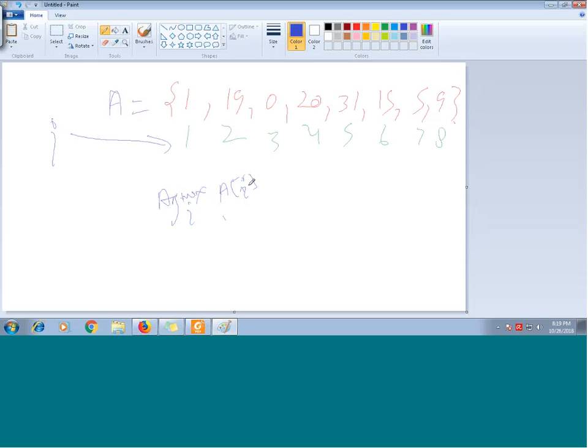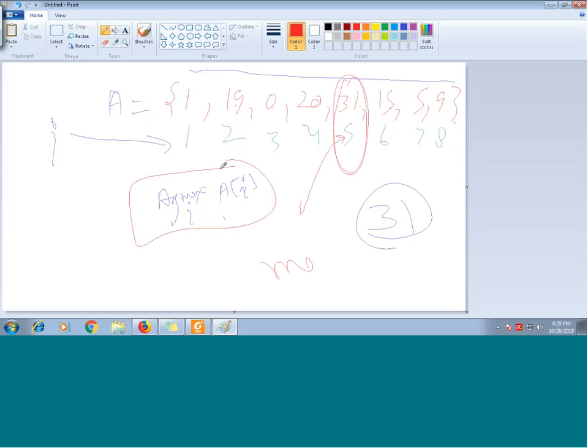So a_i is 1, 19, 0, 20, 31 and so on. Can you tell me what is the maximum value? If I have an array that has all these values, the maximum value is 31. And what is the index that maximizes this? It is 5. So if I ask max of a_i, it is 31. But if I ask argmax of a_i, it is 5. You understand what the argmax is? It is the parameter which maximizes this value.